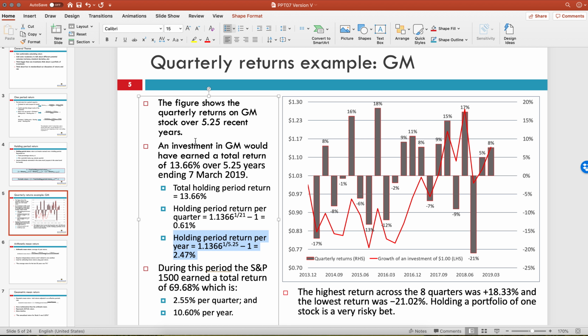Everyone does this in different situations where they want to figure out what a stock or a mutual fund or a bond or whatever would do during certain periods. So you get all the returns, you figure out what you would have at the end versus what you had at the beginning, you figure out the holding period return, and from there you can calculate the periodic returns.